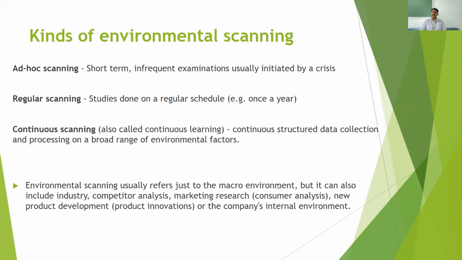Okay, next one, kinds of environmental scanning. What are the different types of environmental scanning? The first one, ad hoc scanning. Second one, regular scanning. Third one, continuous scanning. Ad hoc scanning is a short-term scanning, that is infrequent examinations, usually initiated by a crisis. If any crisis or problem occurs, during that time only you go for this kind of scanning. That is called ad hoc scanning, short-term scanning.